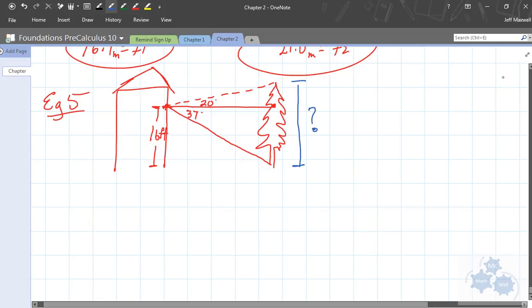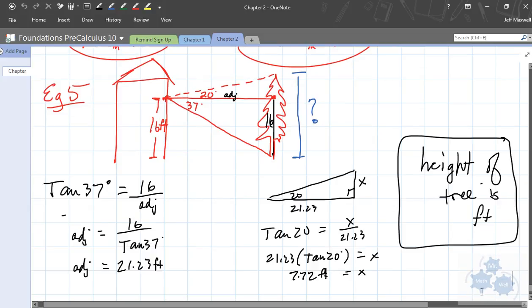We did a question very similar to this. I want you now to complete this question. If we work through this problem, it's very similar to one of the first ones we did. The first thing you want to find here is this length between the house and the tree, this adjacent side. Did you get 21.23 feet? Yes? Okay. So now we use that length in this triangle, which represents the triangle that's on top here. And we find out x, 7.72 feet.